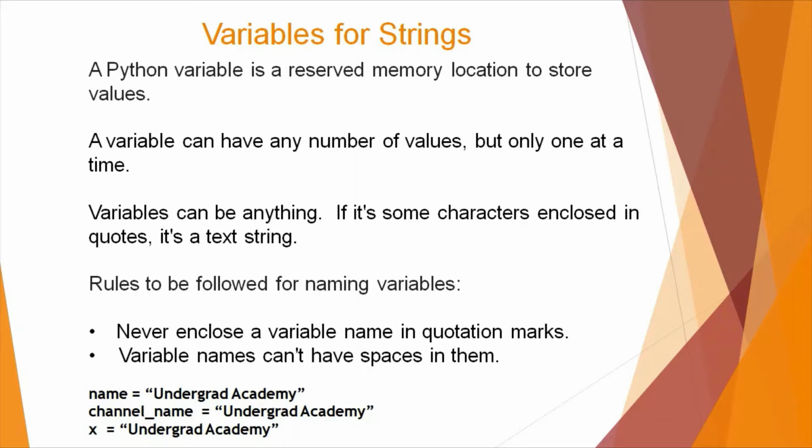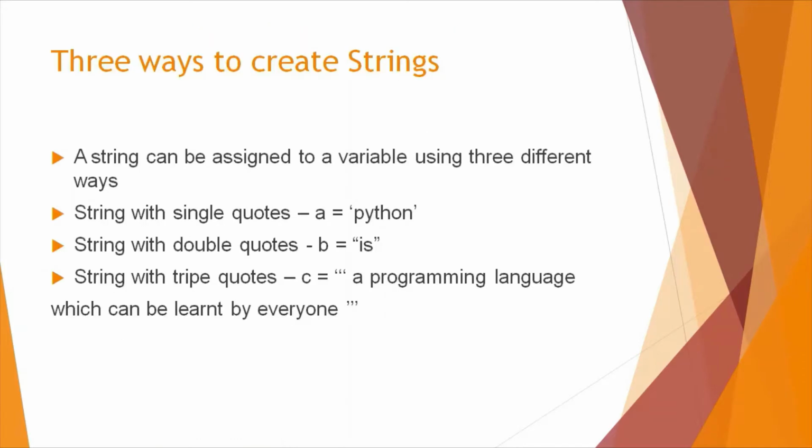Like here we have declared a variable name which is equal to Undergrad Academy, and channel name is equal to Undergrad Academy, X is equal to Undergrad Academy. So you can have any name for a variable. There are three ways to create a string variable: using single quotes, double quotes, or even triple quotes. So let's open our PyCharm and do some practice of variables.